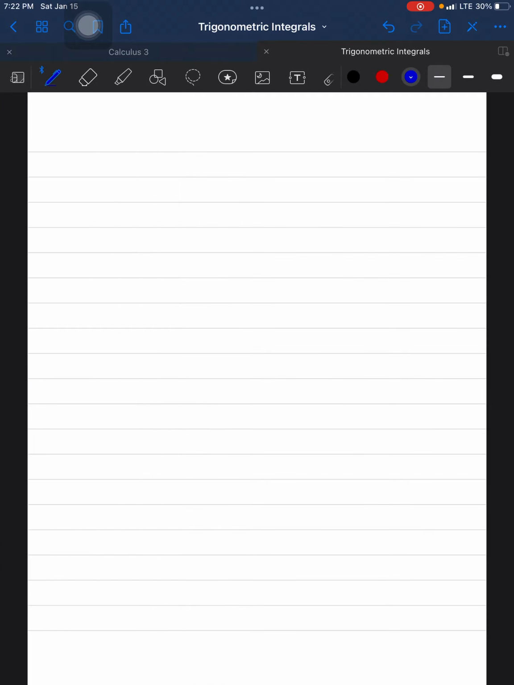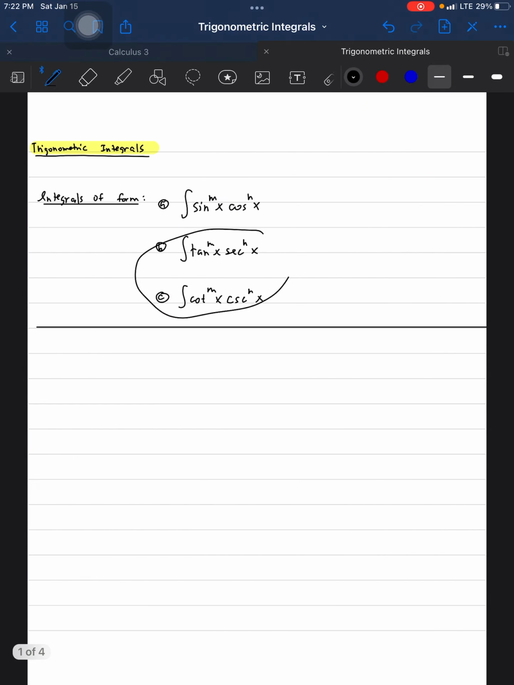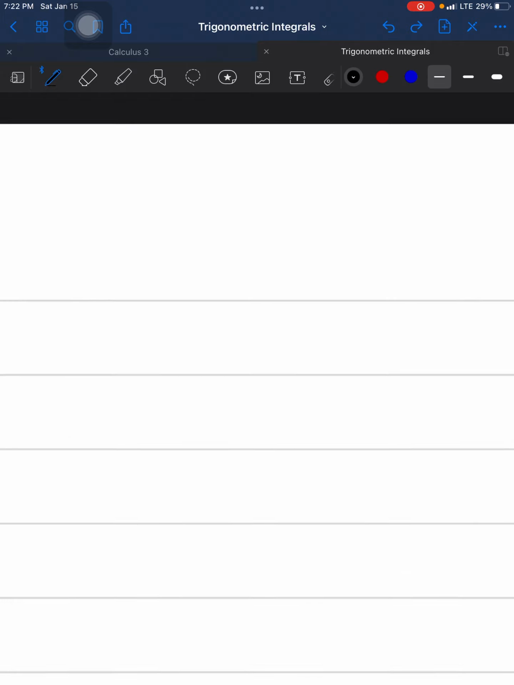So for the next case, it's similar to sine and cosine, but we're going to be using tangent instead. So I'm gonna put these two cases together because they have similar rules.